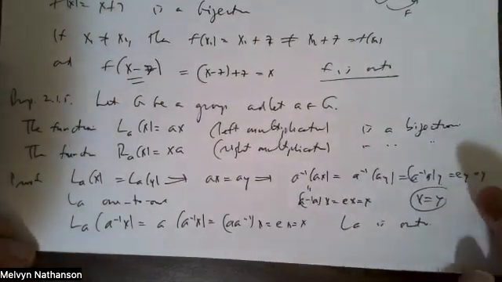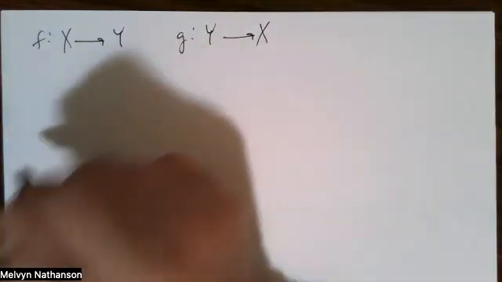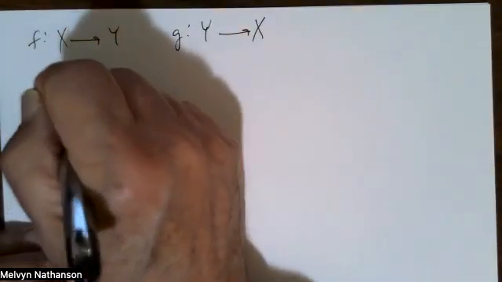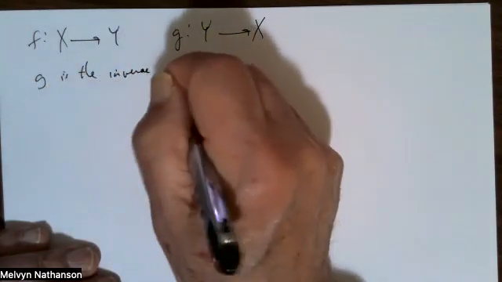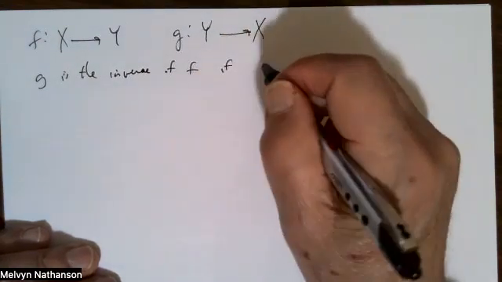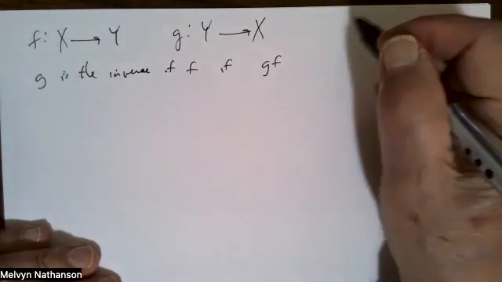An equivalent way to describe a bijection is the following. Suppose we have a function f from a set X to a set Y, and we have another function g from the set Y back to X. So we say g is the inverse of f if g composed with f. So we have a picture like this.